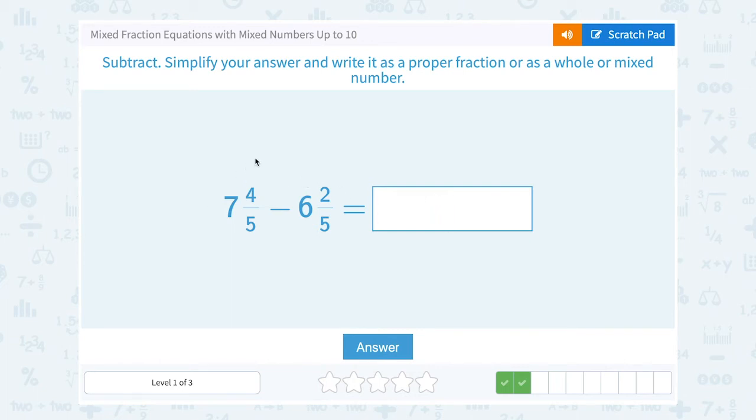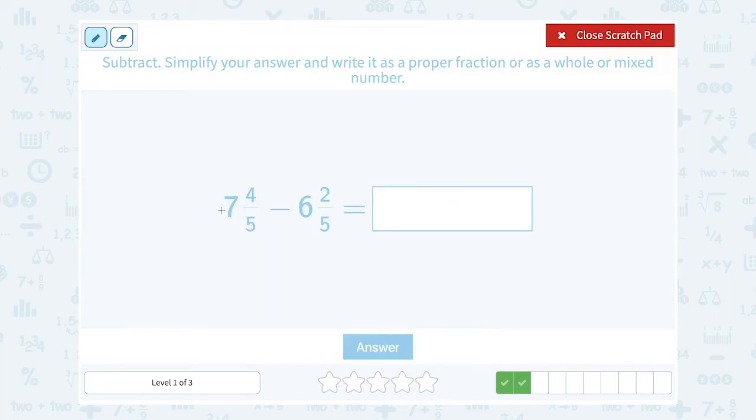Okay, 7 4/5 minus 6 2/5. Okay, so we have mixed numbers here, which means they have a whole number part and also a fraction part. Now there's a few different ways to handle this. One way would be to make them improper fractions and do exactly what we did before. But in this case, I could also just say, let me subtract the whole number from the whole number and the fraction from the fraction, right?